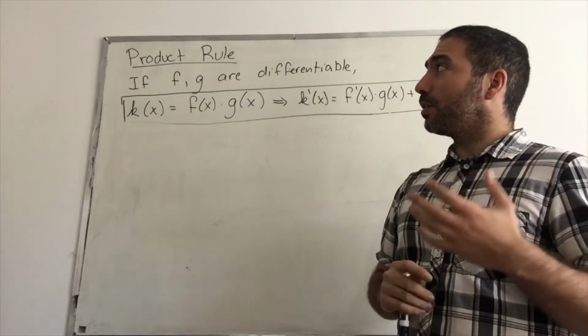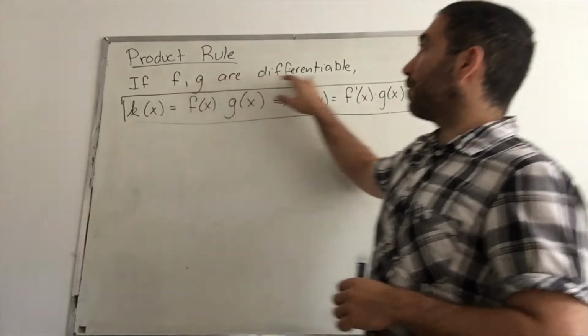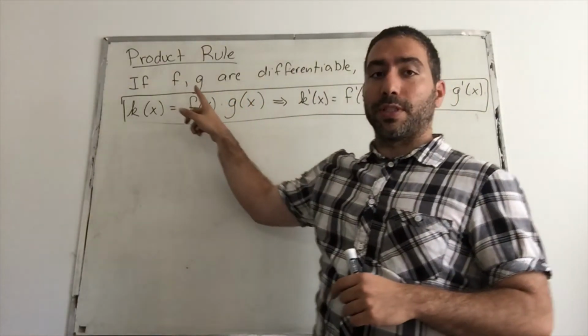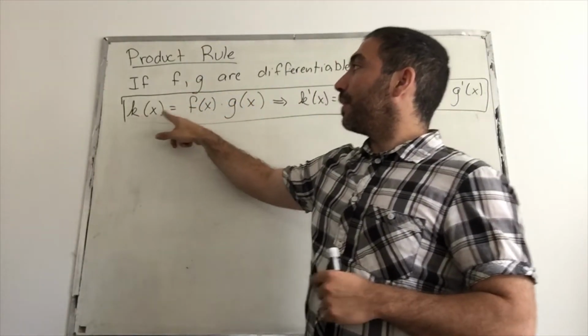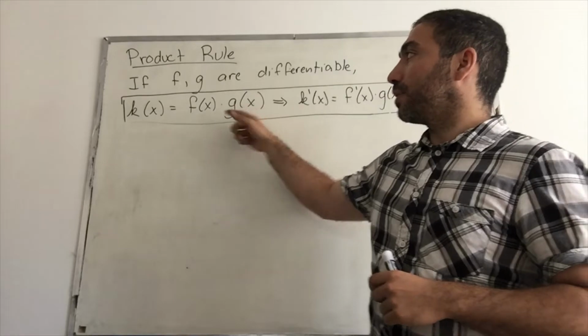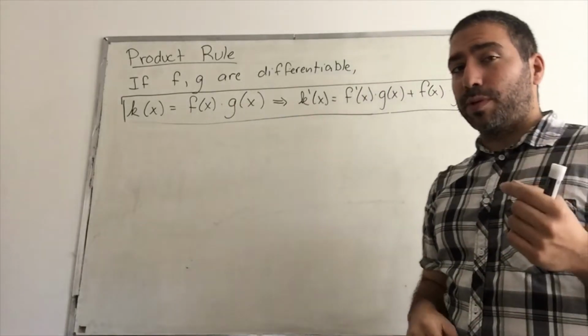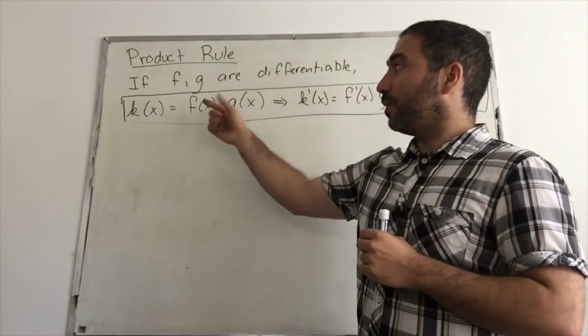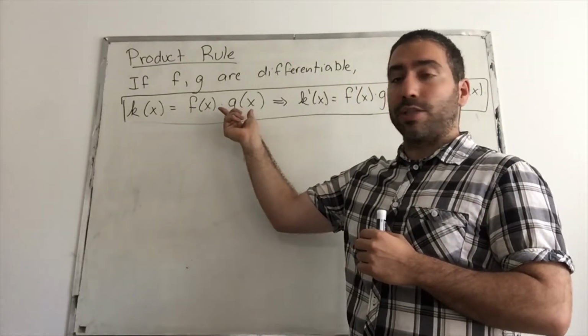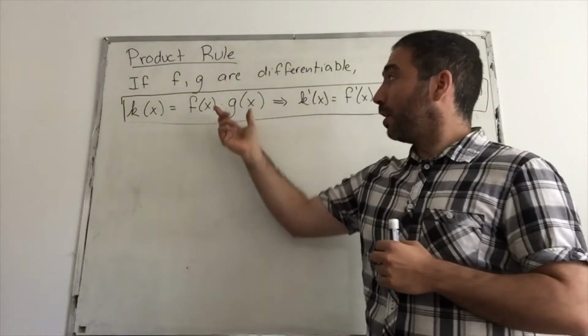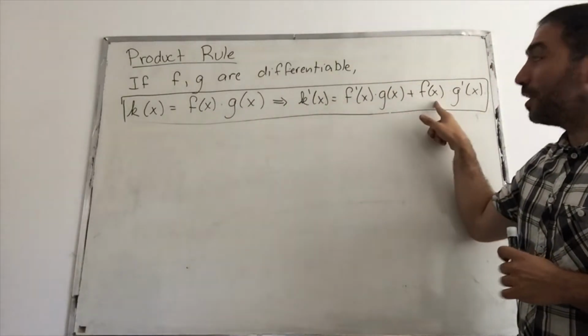And the product rule states that if f and g are differentiable, so both their derivatives exist, and we let k of x equal f of x times g of x, so the multiplication of two functions, this implies that the derivative is not what you would think. You don't derive each term individually, as you would if it was an addition or a subtraction sign. Here, we have to apply this formula.